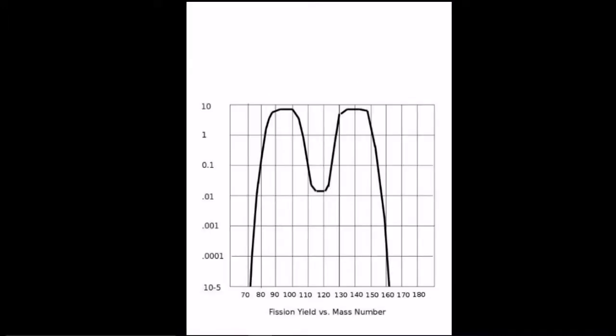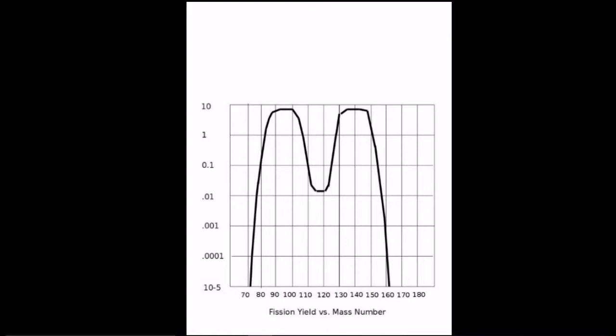We just looked at one possible way of uranium-235 undergoing fission, which resulted in the fission fragments barium-141 and krypton-92. However, uranium-235 undergoes fission in more than 30 different ways. This diagram depicts fission yield in percent versus mass number. In this diagram, we see that fission fragments most likely will have mass number 95 and 139.